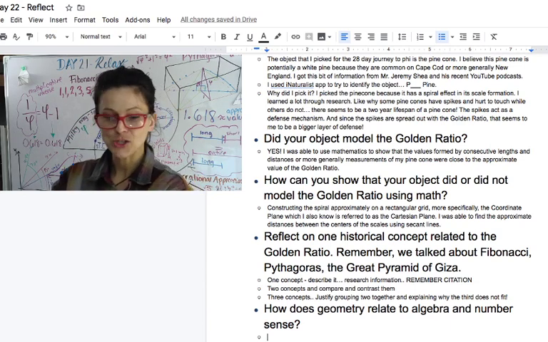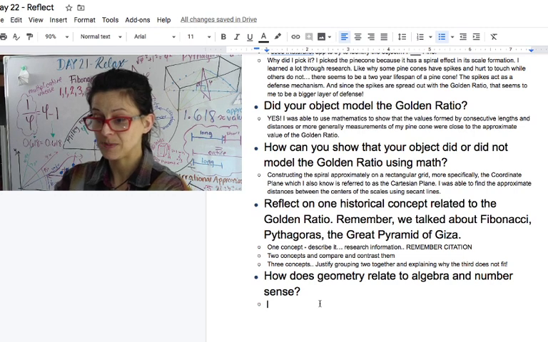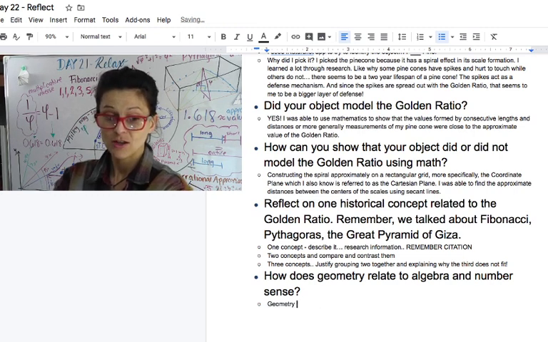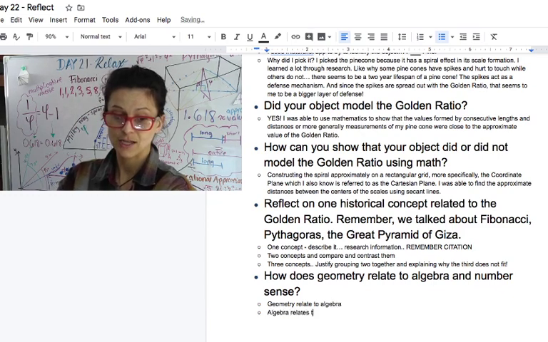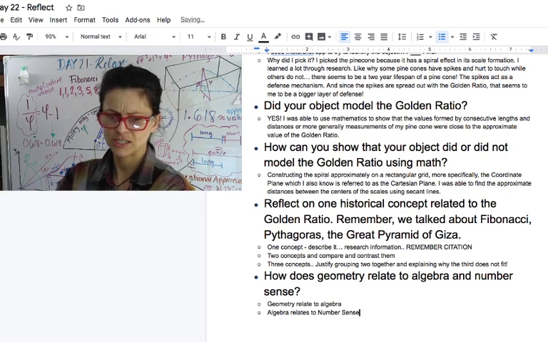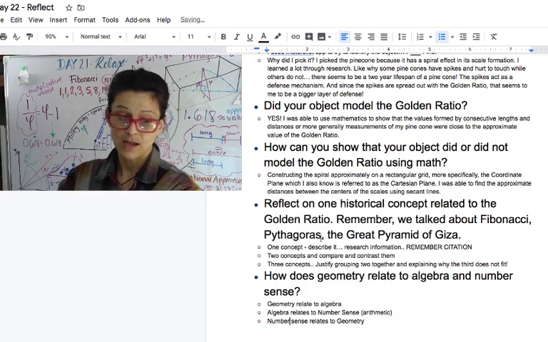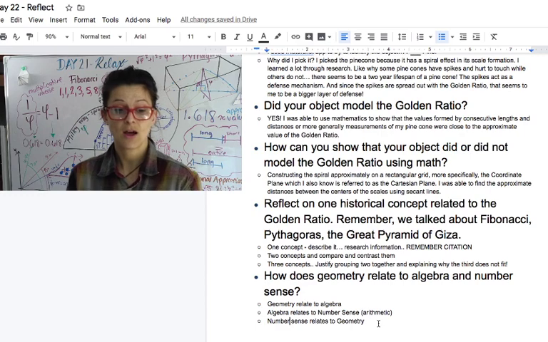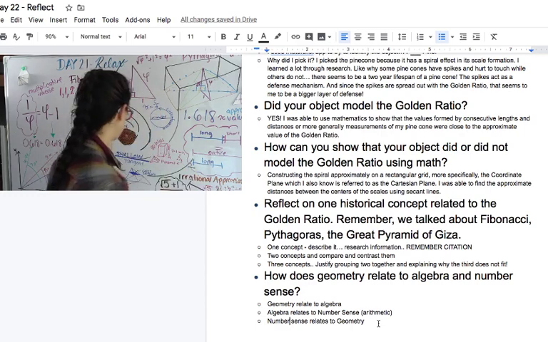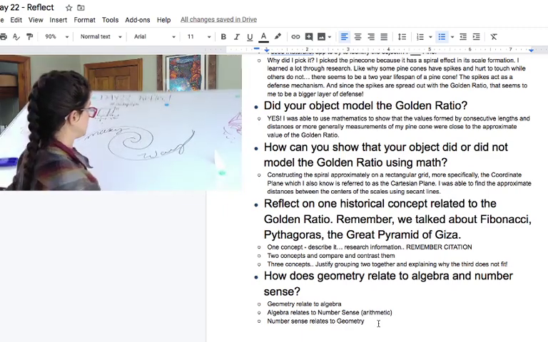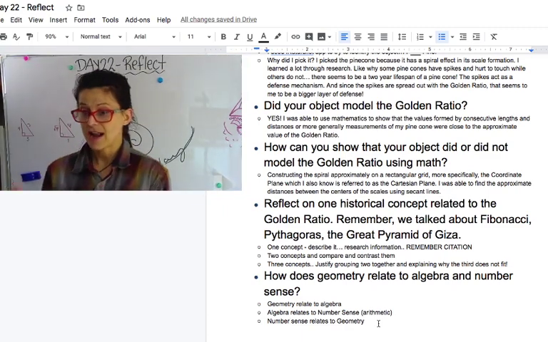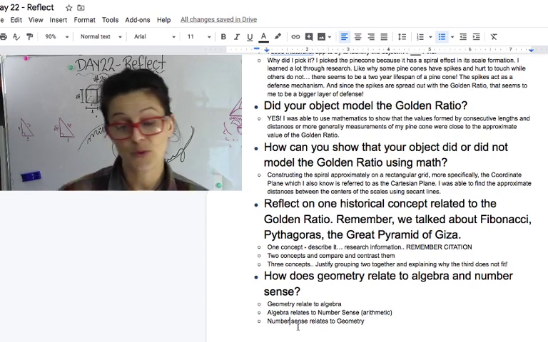Okay. So how does geometry relate to, so again, you could speak specifically about how does geometry relate to algebra. You could do algebra relates to number sense, which is more like arithmetic, I guess. And then number sense relates to geometry. Or you can do all three. I would pick one of these, two of these, or do all three. And you could do a three-way Venn diagram or a three-way T-chart if you want, and sketch that out on another piece of paper or a document.